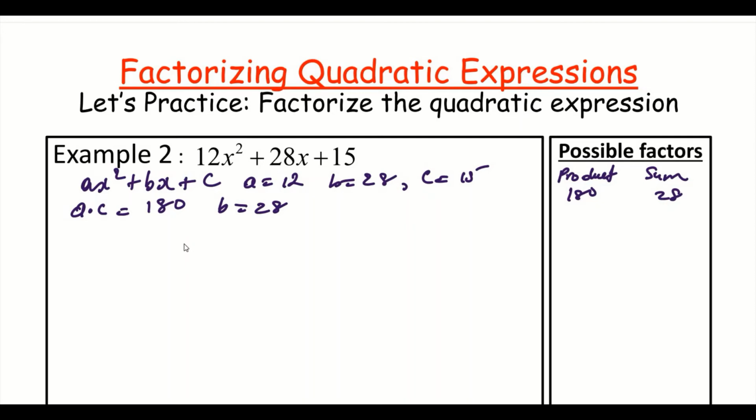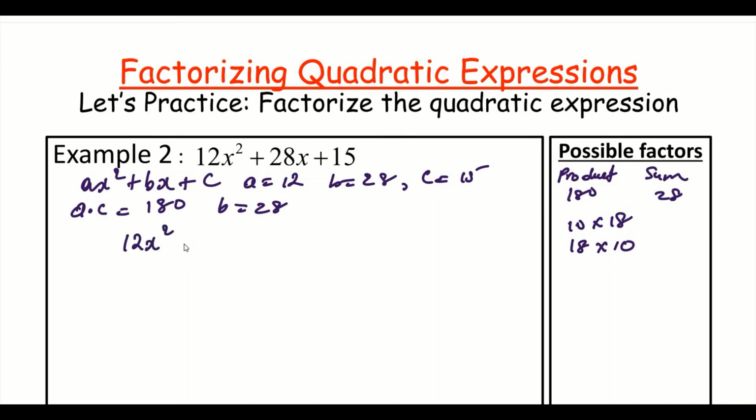Now, this may take us some time to go through all the possible factors to eliminate, so I'm just going to go straight to the point. We can have 10 times 18 or 18 times 10. We get 180. Hence, if I multiply them, I get 180, and if I add them, I get 28. So my 28x now becomes 10x plus 18x, or 18x plus 10x.